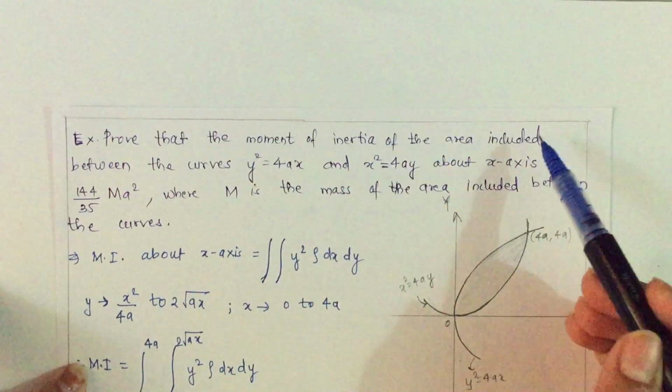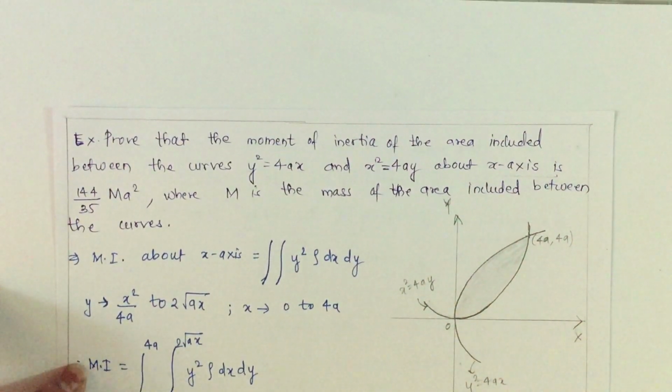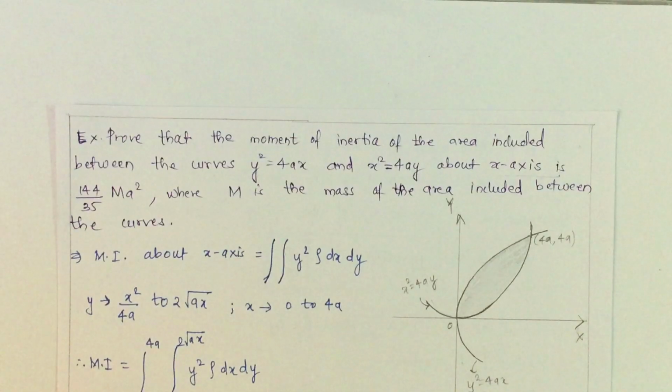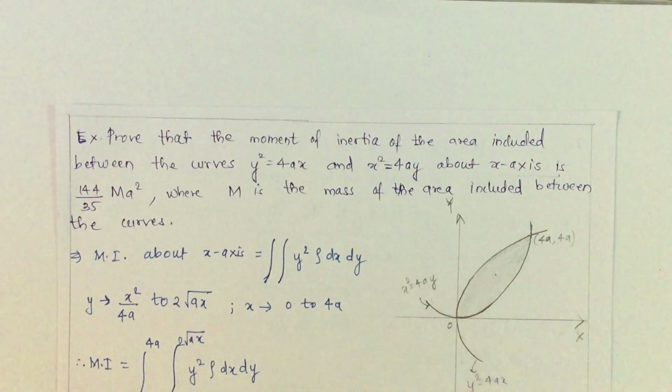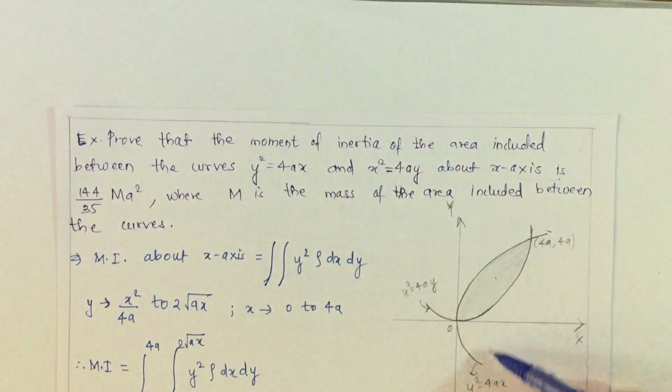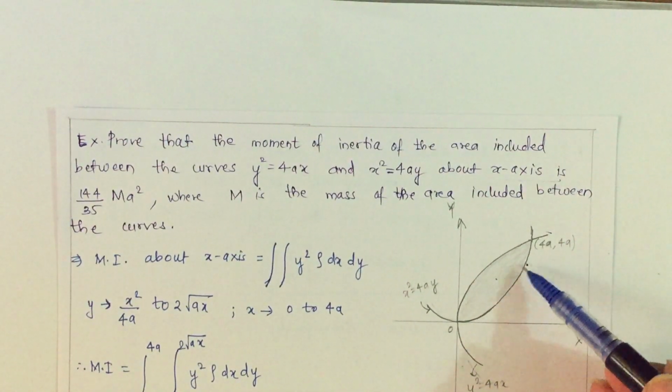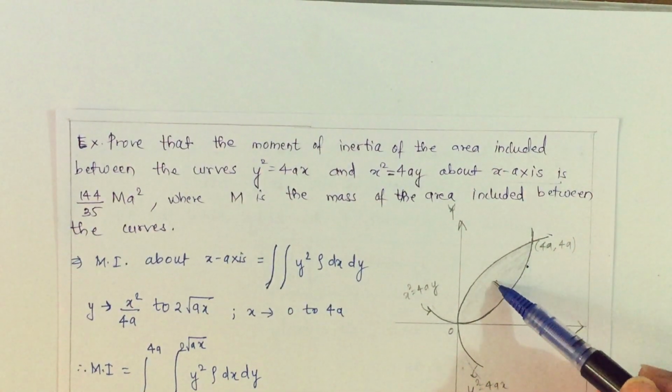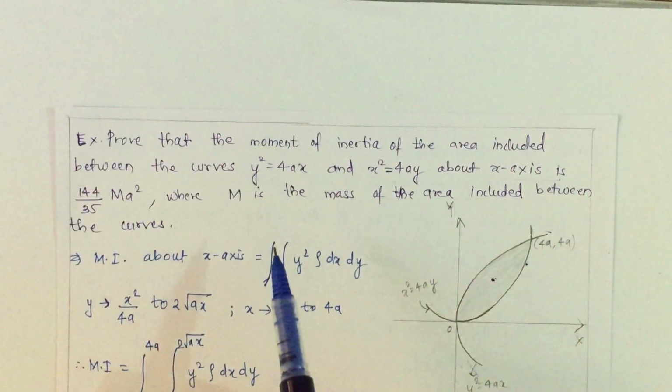That means here we have to calculate with respect to x-axis. If you are asked about x-axis, what do we consider? X-axis is the axis for the elementary term we have to find. Okay, so these curves will trace out a region here. So what we have to do is find the moment of inertia within this region about x-axis.